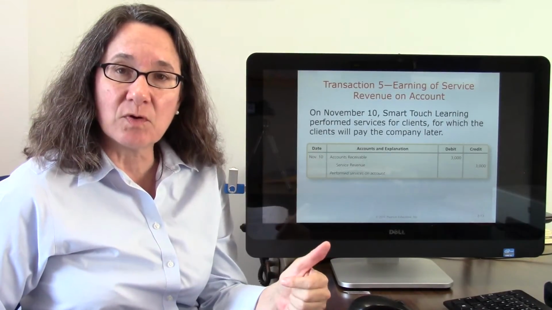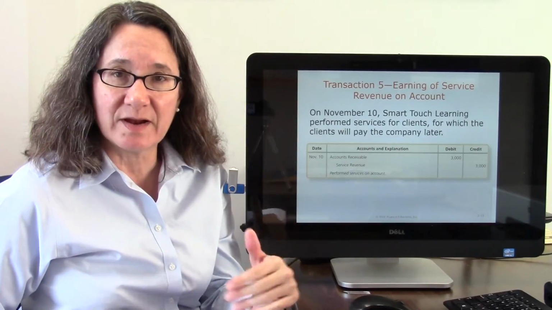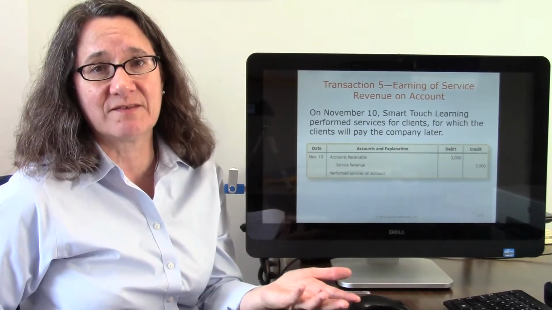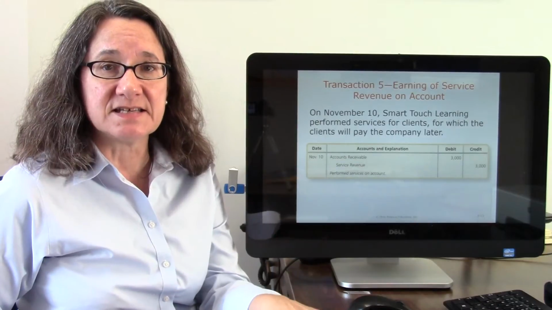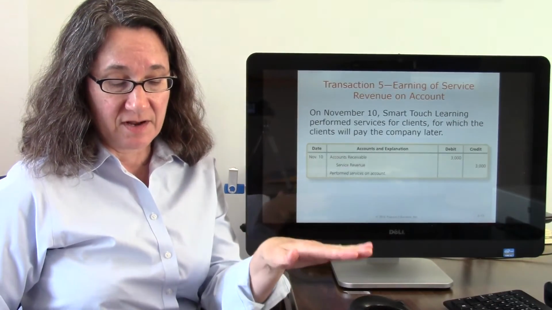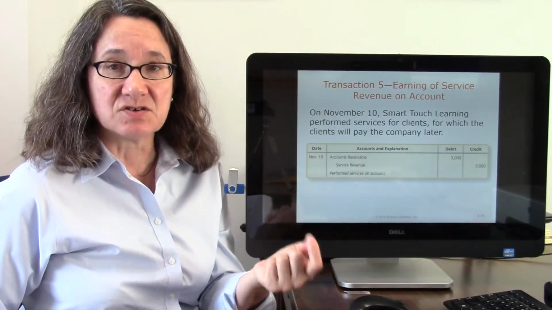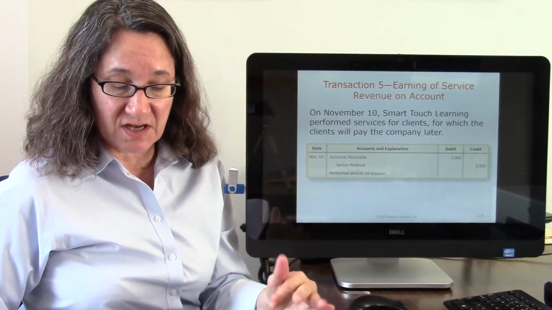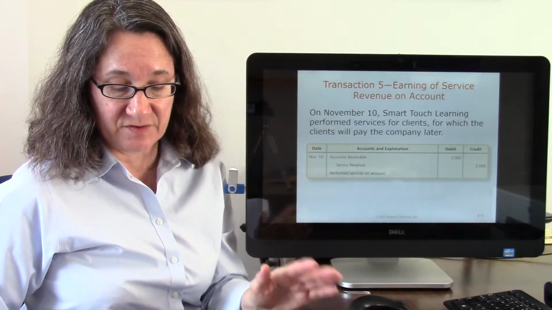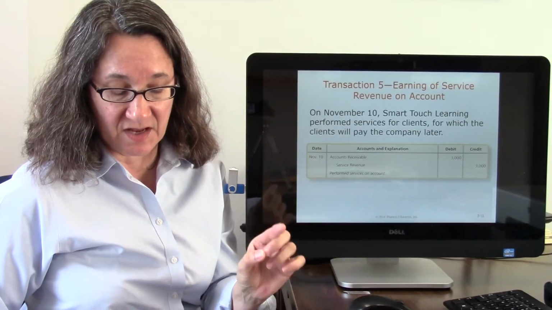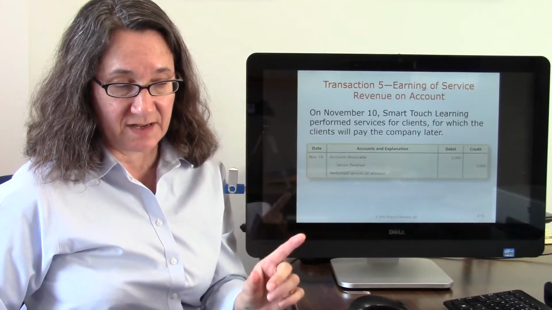Well, just like before, even when we got the cash for the revenue, we got that service revenue. Even though we didn't get any cash, it's still service revenue. But the asset, instead of being cash, is accounts receivable. So the two accounts involved are accounts receivable and service revenue. Smart Touch Learning provided services for a customer who has promised to pay in the future. Service revenue is increased with a credit. Accounts receivable is increased with a debit.